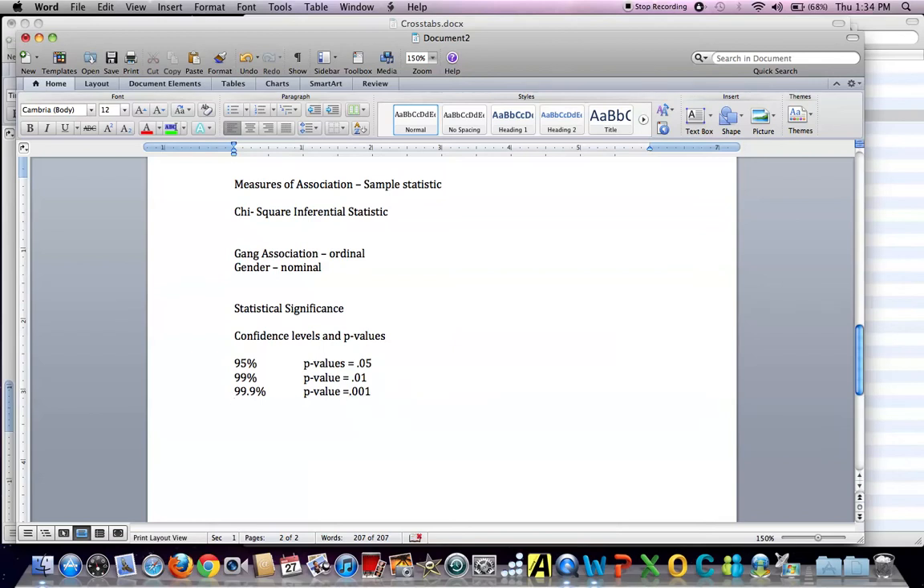All right, so how do you interpret confidence levels, or p-values rather, in terms of interpretation? If the p-value is equal to or below 0.05, below 0.05, then the relationship is significant.